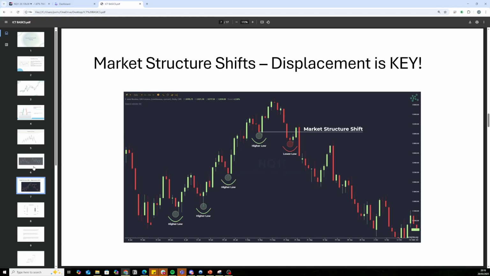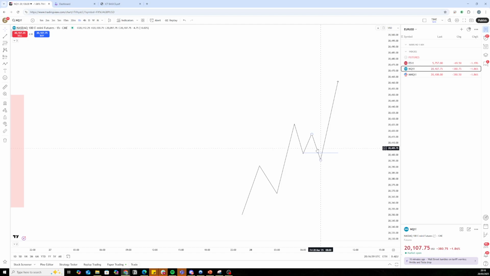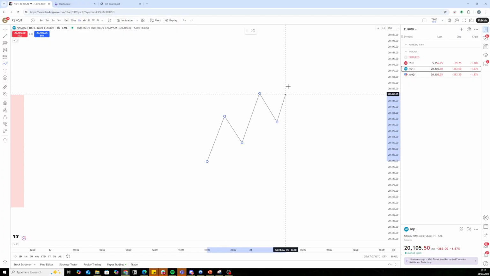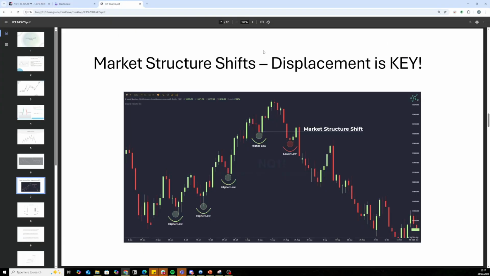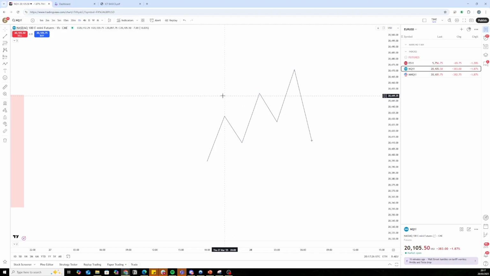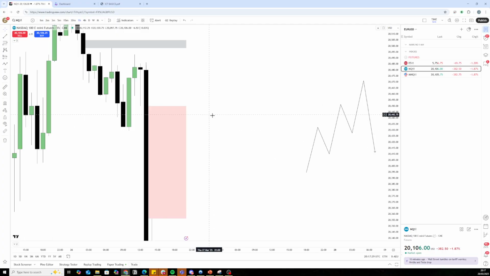But how do we validate that a market structure shift or a change of character is actually valid? Okay, so when you're actually seeing these moves to the downside, so let's say you're actually looking at this, and you're thinking, okay, now we've shifted gears, now we're in sells, right? How do you know it's in sells? Okay, one key way to spot that is what's known as displacement. Okay, so you get your market structure shift, then you need what's called displacement. Displacement is an aggressive, strong move that leaves imbalance behind.